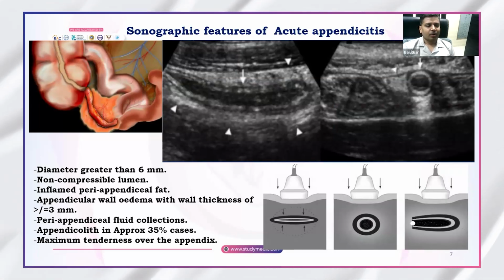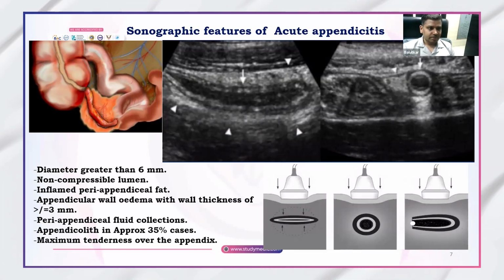Then we need to look for inflammatory changes. An inflamed appendix will be non-compressible. If you press the probe a bit harder, it will have a lumen which is non-compressible. Apart from that, periappendiceal fat inflammation will be there. The mesoappendix may be inflamed. There will be fluid collection along the tip of the appendix and periappendiceal planes. And the appendicular wall, which should be less than 3 mm, usually 2 mm in thickness, in acute appendicitis will be approximately 3 mm and above.